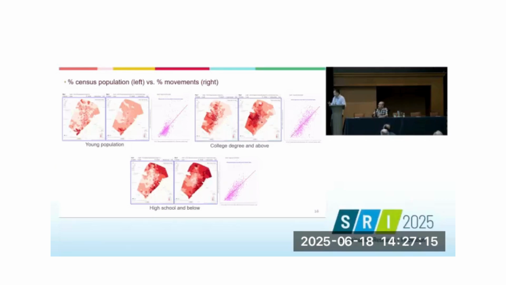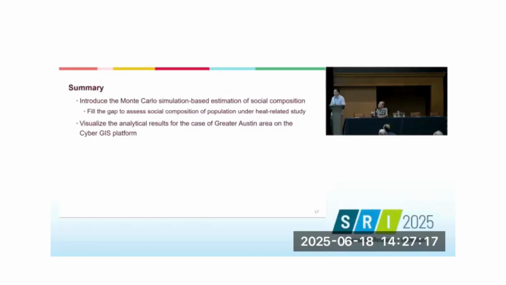Here, I want to wrap up my presentation today. First, we introduce the Monte Carlo simulated method for estimating social composition. We fill the gap in assessing the social composition of the population under heat-related conditions. Another point is that we visualize the analytic result for the case of Greater Austin on the CyberGISX platform, and in the future we're trying to make it public to the general audience.